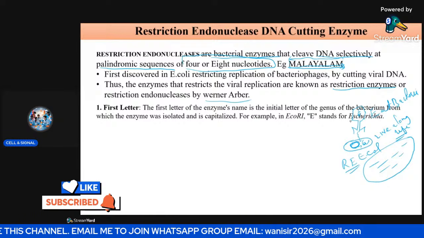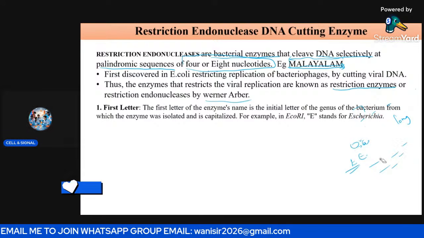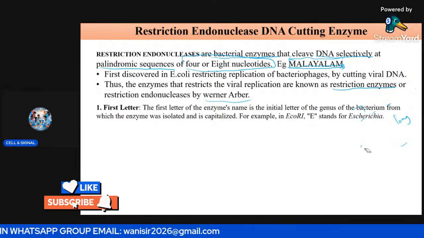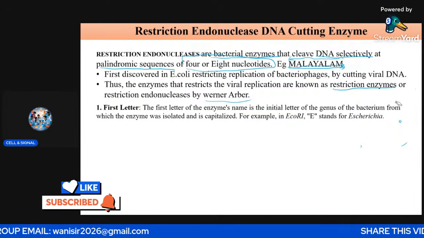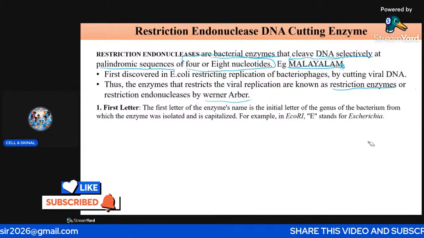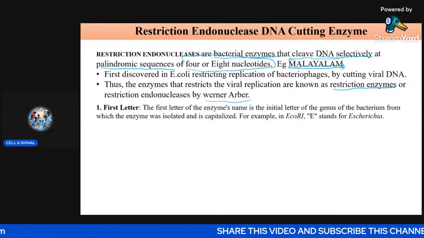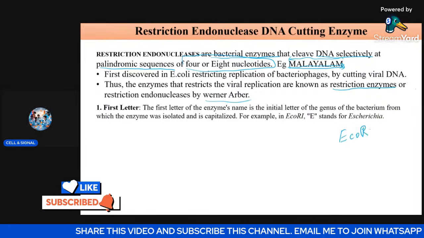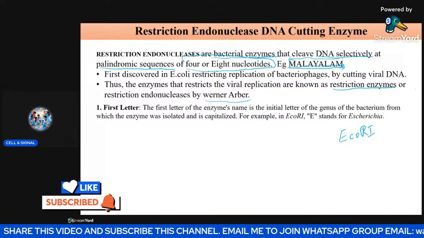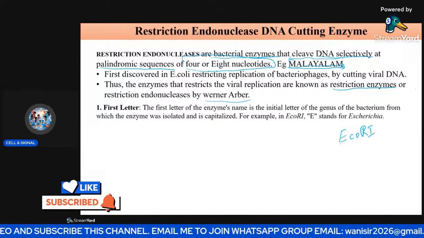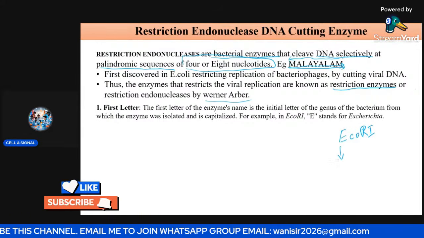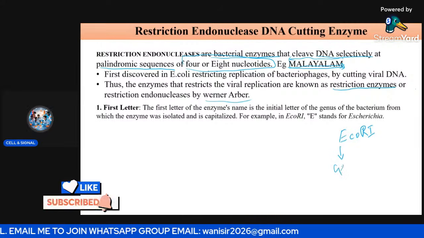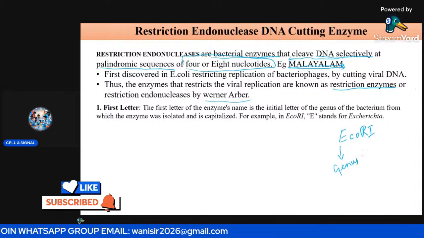Now we will try to understand how we name these restriction endonucleases, and what is the way to name them. First of all, what is the restriction endonuclease that is released by E. coli? There are multiple restriction endonucleases released by E. coli. We will try to understand EcoRI. So, what is this EcoRI? The first letter E stands for the genus name of organism or bacterium.